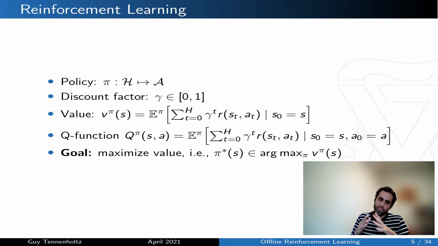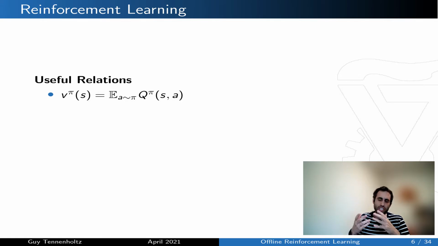Now, like I said, the value and the Q function are very important functions in reinforcement learning, very useful. And they're also related, of course. It's pretty intuitive to see that they're related, and actually the value and the Q function are related in this way. It's the expectation over the action, given that the expectation is induced by the policy pi. So that is the relation between the value and the Q function.